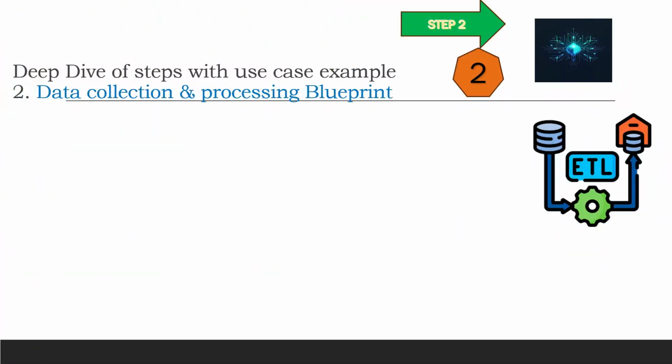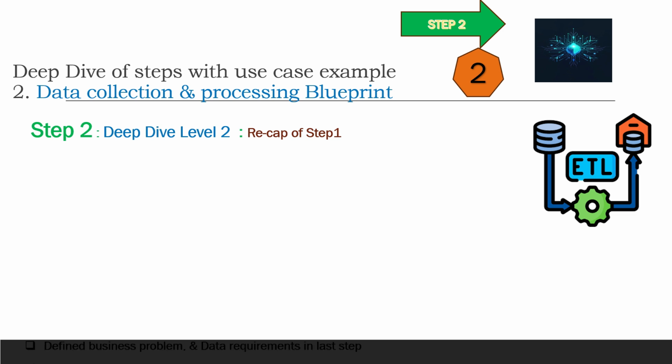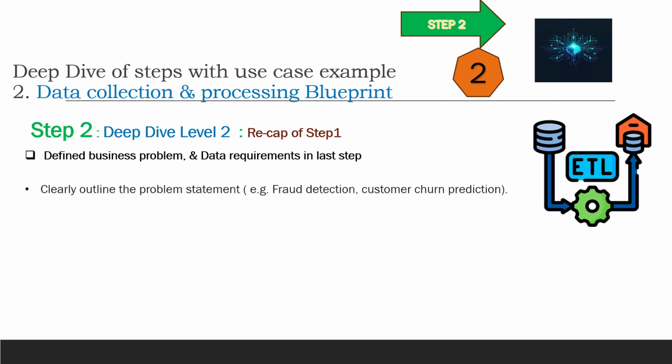So, data collection and processing blueprint. This is a very important second step in this second block of data collection and system design process. First of all, we want to do a quick recap of step one, which was ideally your first block, the larger block that I discussed, the big picture. We defined the business problem. We defined the data requirements in the last step.